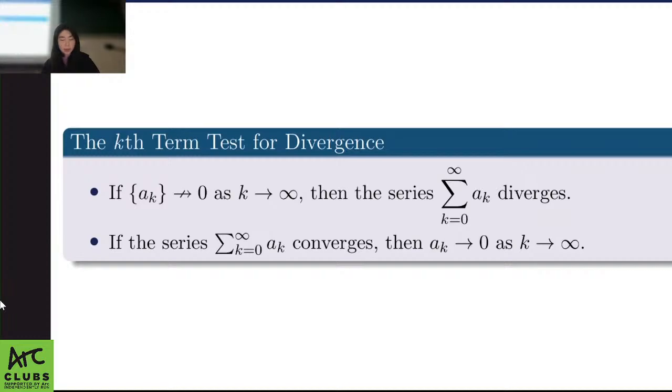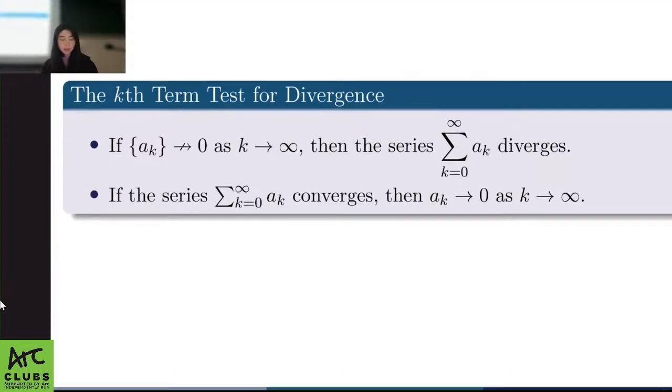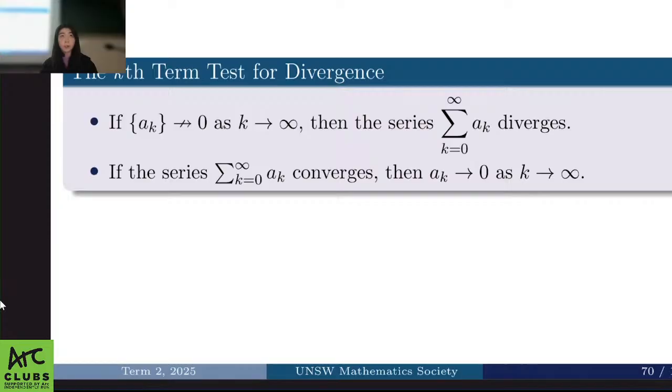First of all, we have the kth term test. Note that this one does not test for convergence. This one only tests for divergence. So basically the idea is that if the term in the series does not approach 0 as k approaches infinity, then the series is going to diverge. Basically it's just going to keep on increasing and therefore cannot converge to some real value.